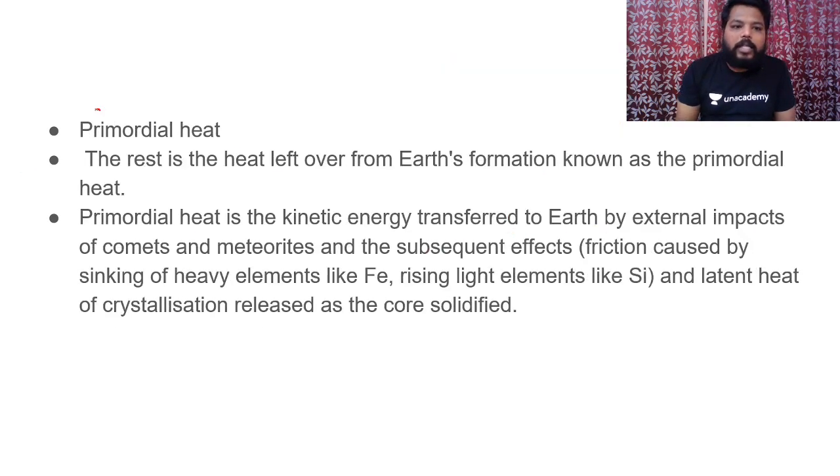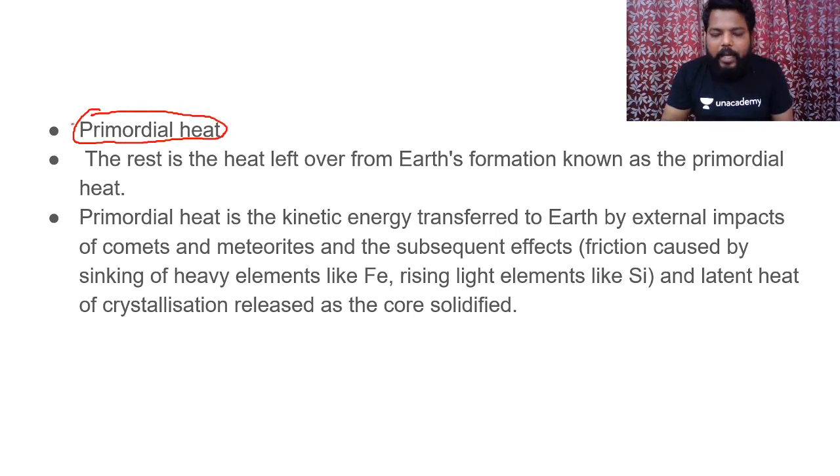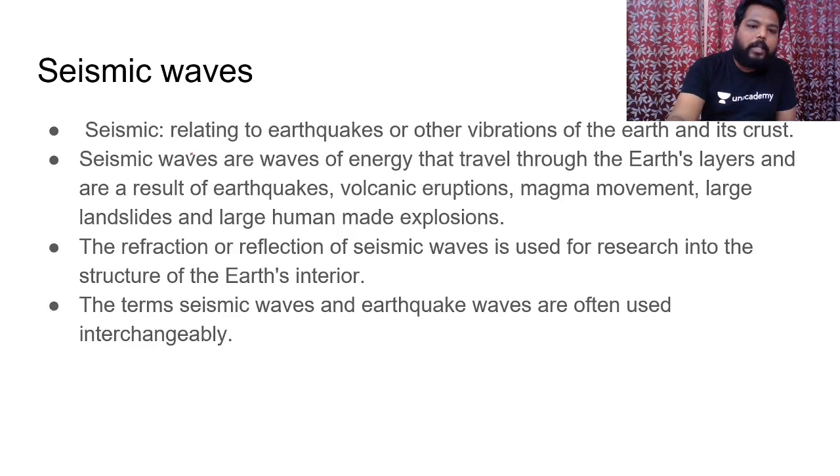The second source of heat: one is the decay of radioactive materials, and the second thing is primordial heat. What is primordial heat? The rest of the heat which is left over from the earth's formation is known as primordial heat. These two are the reasons why we have maximum temperatures when we move into the interior of the earth's surface. One is radioactive substances which decay, and second is primordial heat. Please do remember these two statements.